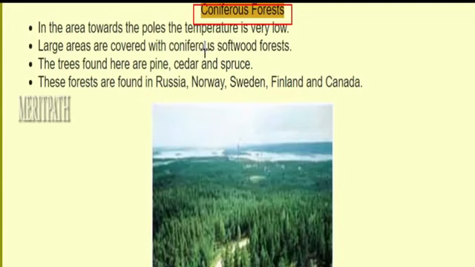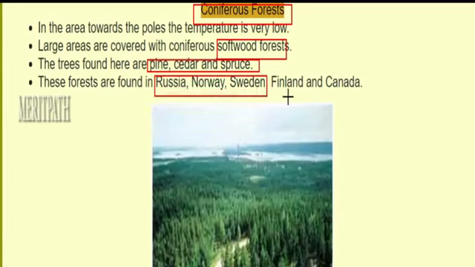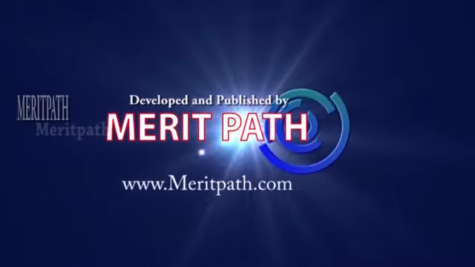Large areas of the coniferous region are covered with softwood forests, and the trees of these forests are very useful for making pulp used for manufacturing paper. The variety of trees found in this forest are pine, cedar, spruce, and the very important thing is it is found in areas like Russia, Norway, Sweden, Finland, Canada.